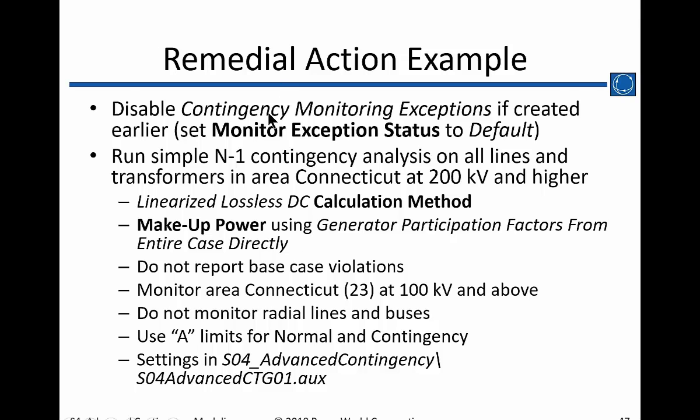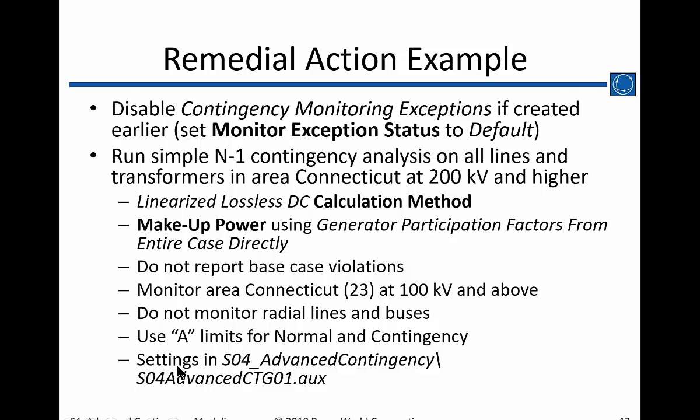The scenario that we're setting up is that we're going to disable, we've already done this, we disabled our monitoring exceptions that we created, and we'll look at N-1 outages on lines and transformers in area Connecticut at 200 kV and higher. We've already auto-inserted those. We'll switch to the lossless. Well, actually, we did that at the beginning. Going forward, we're just going to look at the one contingency. So we'll leave it on the full power flow calculation method. But this is what we initially did. We ran it using these limit monitoring settings right here.